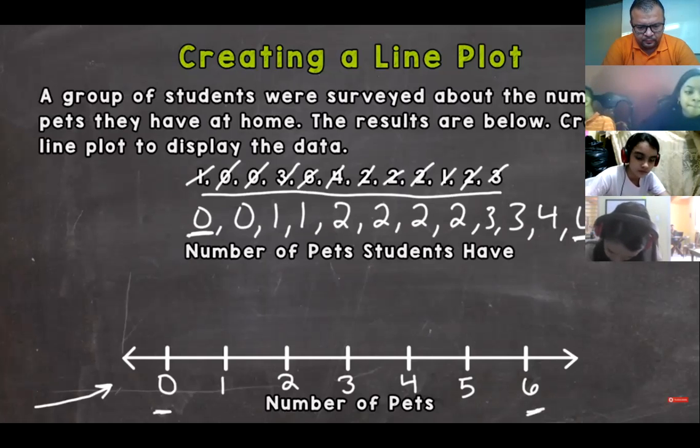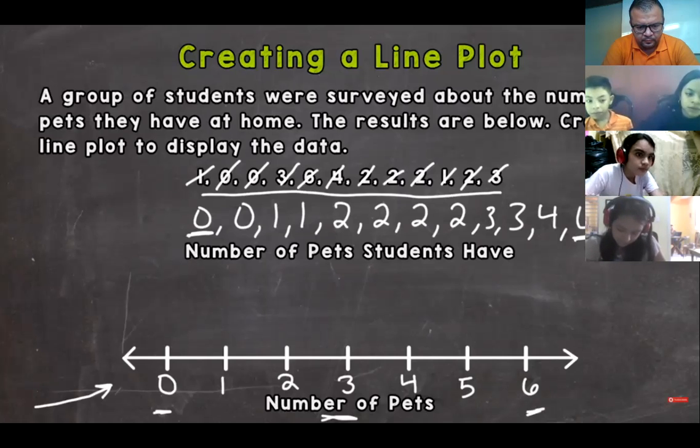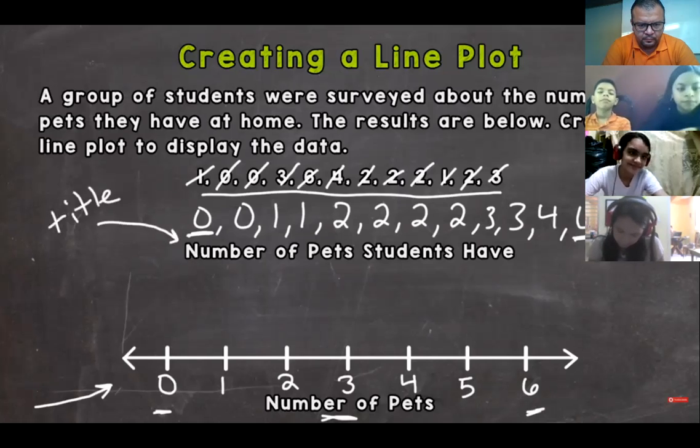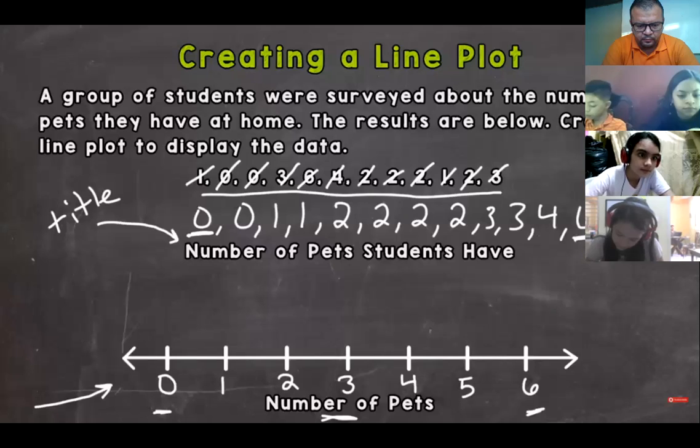At the bottom of my line plot, I put number of pets right here. That tells whoever's looking at this line plot what those numbers mean below. And then I also have a title up top here that tells what the line plot is about, number of pets students have. So again, at the bottom, the label tells me what the numbers mean on my number line, and up top is the title of my line plot.